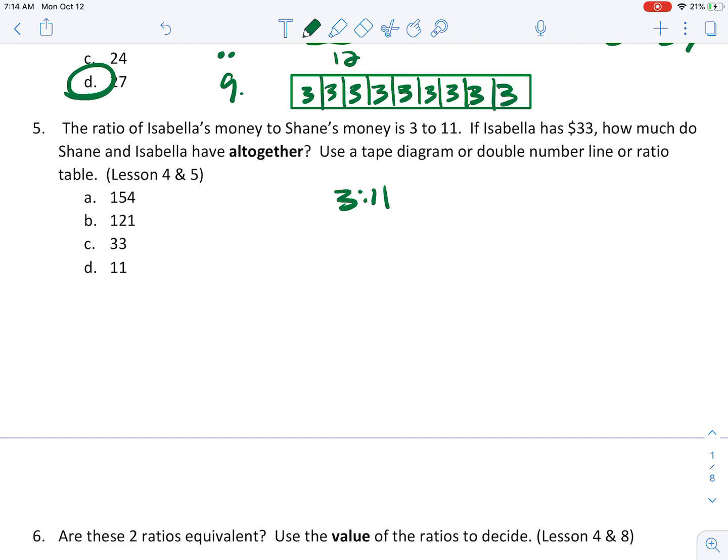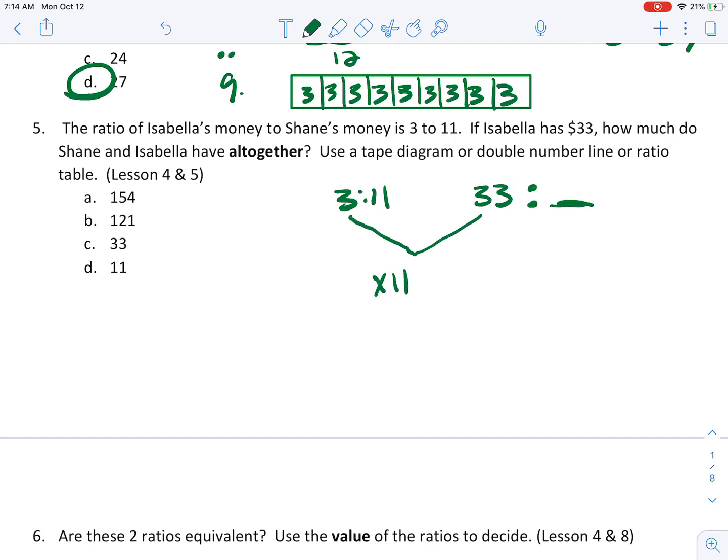Number 5, the ratio of Isabella's money to Shane's money is 3 to 11. If Isabella has $33, how much do Shane and Isabella have altogether? Okay, so I'm not going to use a tape diagram, but what I am going to do is make this little diagram. So the ratio of Isabella's to Shane's money is 3 to 11, 3 being Isabella, 11 being Shane. We know Isabella has $33. Okay, we don't know how much money Shane has yet.